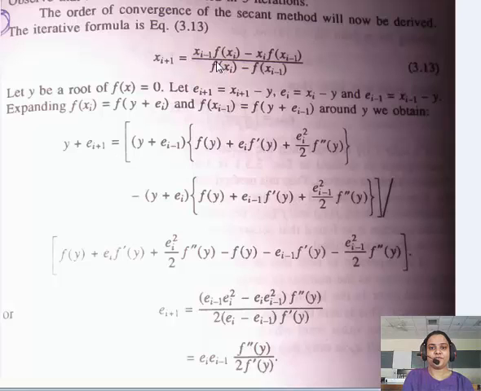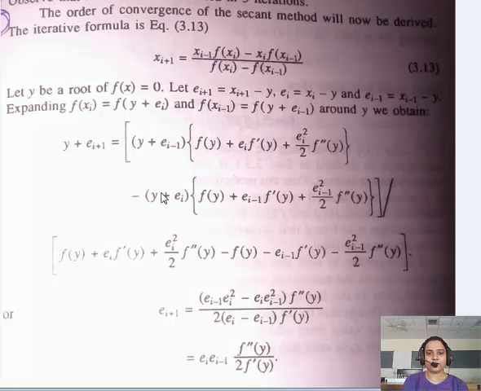at the place of x_{i-1}, we have put y + e_{i-1}, and at the place of f(x_i), we have put f(y + e_i) f'(y) + e_i squared upon 2 f''(y). Why have we put this? Because here we can see that f(x_i) is equal to f(y + e_i), and by Taylor's theorem we have expanded it as below. So after expanding this, we got f(y + e_i) f'(y) + e_i squared upon 2 f''(y).